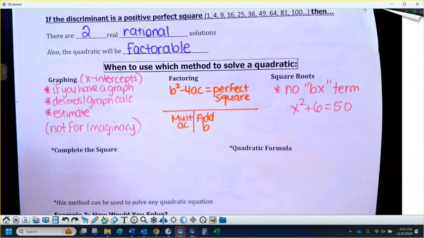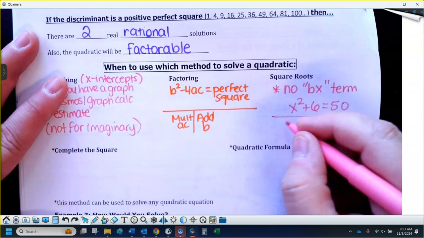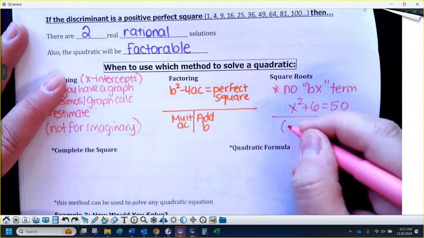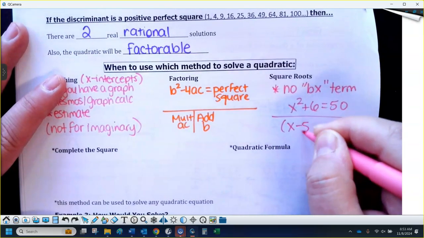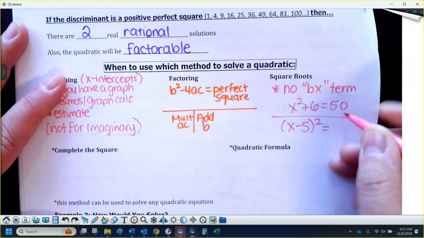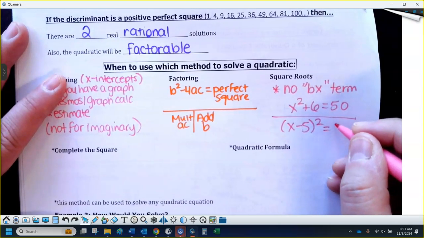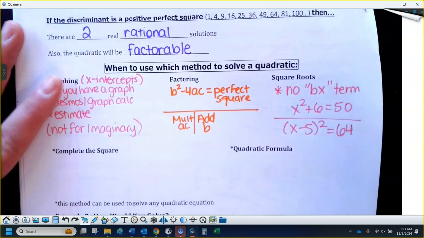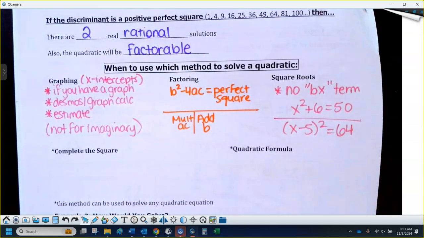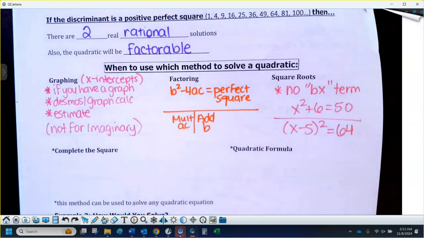The other scenario where square roots are really good is if you have something in parentheses. Like let's say we have, I don't know, x minus 5 squared, I'm just making something up, equals 64. If I have something like that, we don't want to FOIL it out because we can do the same thing and cancel the squared out by taking the square root. So anything I can get in that format with the parentheses, or if you just don't have an x term, you just have an x squared plus or minus something equal to something else, you can solve that with square roots.